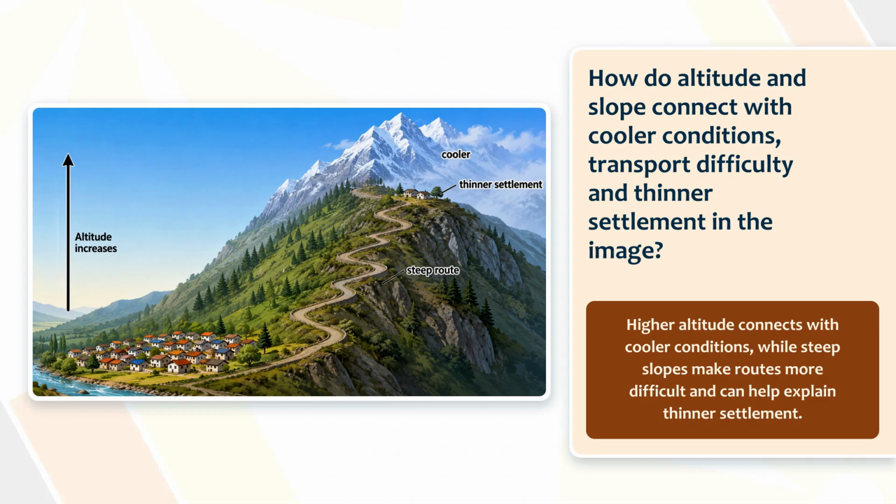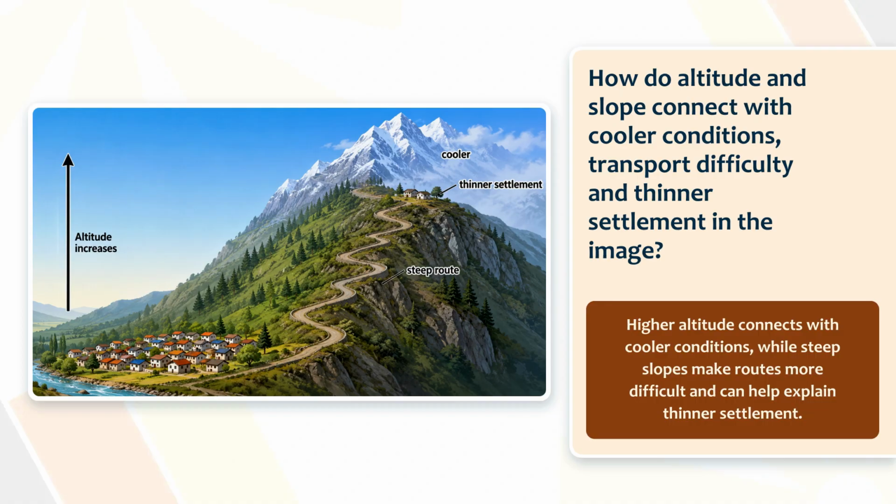How do altitude and slope connect with cooler conditions, transport difficulty, and thinner settlement in the image? Follow each clue to its effect. Higher altitude connects with cooler conditions, while steep slopes make routes more difficult and can help explain thinner settlement. The image shows these as linked broad patterns.